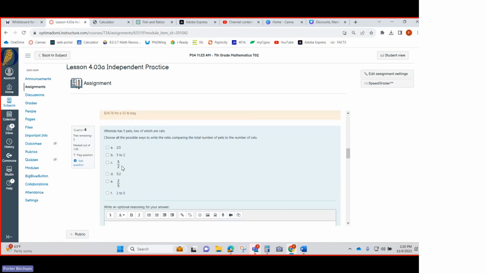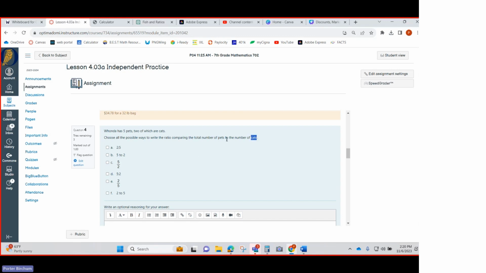Okay, Wanda has 5 pets, 2 of which are cats. Choose all the possible ways to write the ratio of total pets to cats. So I want pets to cats. What is the question asking? Pets to cats. Not cats to pets. It's asking pets to cats. So the pets number is first and the cats number is second.